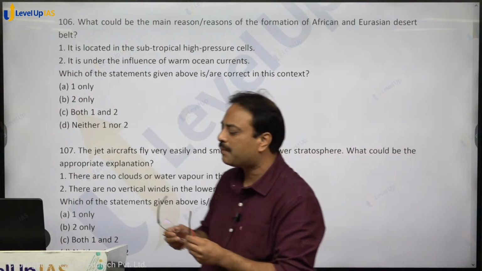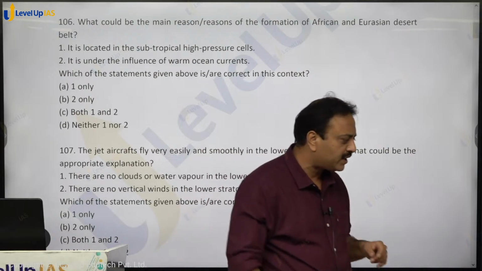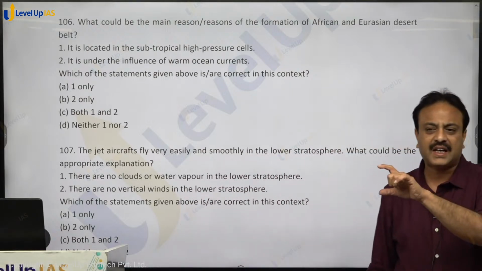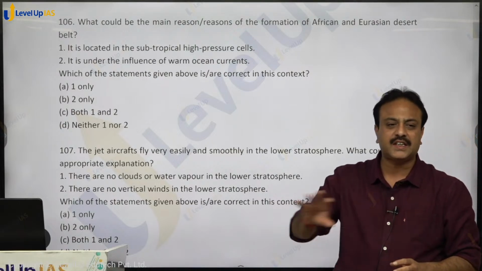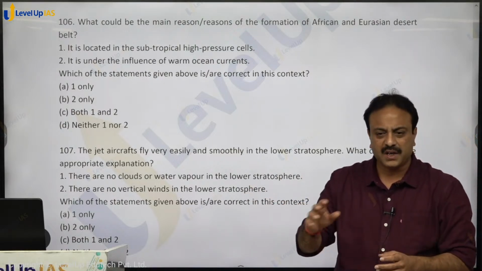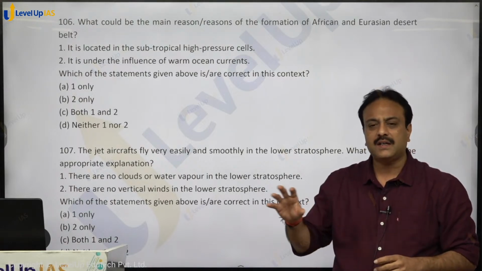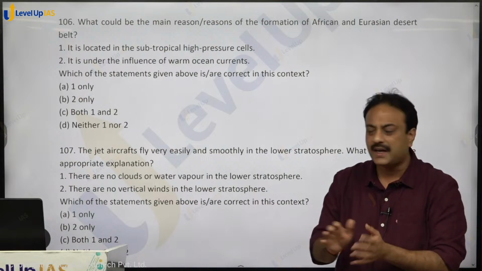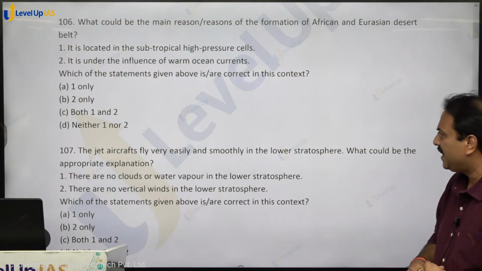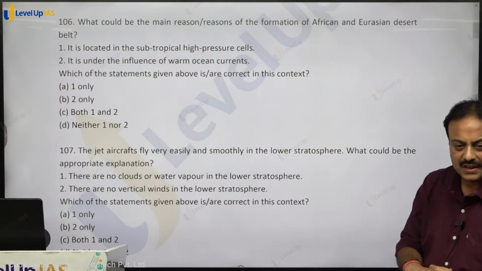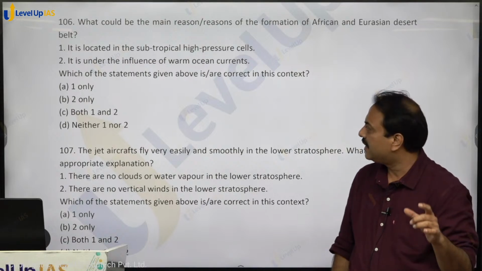The question is asking about the African and Eurasian desert belt. So what is the African and Eurasian desert belt? When we talk about the entire stretch of the Sahara desert, all subparts of the Sahara desert, then it stretches into the Arabian Peninsula, Rub al Khali, deserts which are present in Iran, they are included. Then the Thar desert of India and Pakistan are included over there. So the question is talking about that region. It is located in the subtropical high pressure cells. That is the subtropical high pressure belt region. Yes or no? Yes, sir.